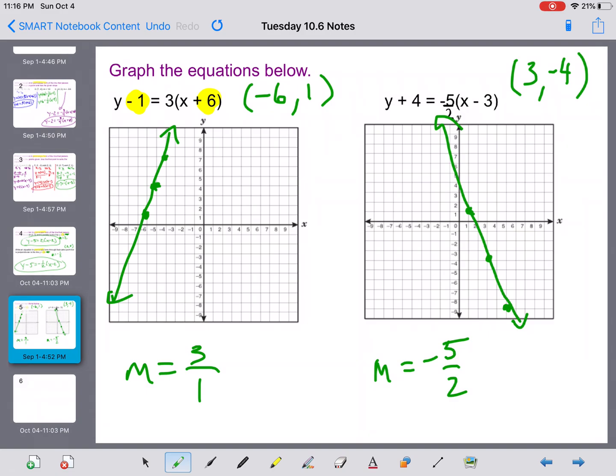So I hope this helps you in reviewing how we get point slope, but also more importantly how we can get those points out of point slope when we are trying to graph these.